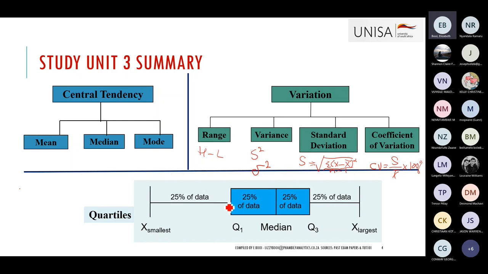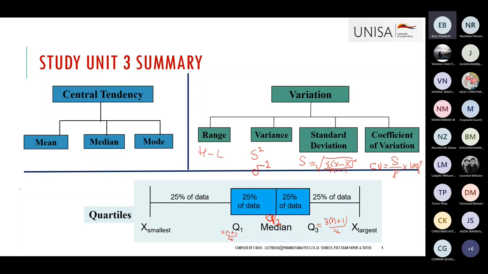Quartile one represents the data below which 25% of the data lies, and quartile three represents the data below which 75% lies, with 25% of the data being higher than quartile three, and the median in the middle of the box, which is also referred to as quartile two. Quartile one, you're always going to find by using the formula for the position: n plus one divided by four. That will give you the position of quartile one. And quartile three, you will find the position by using three times n plus one divided by four, and you need to go and find the value at that position.